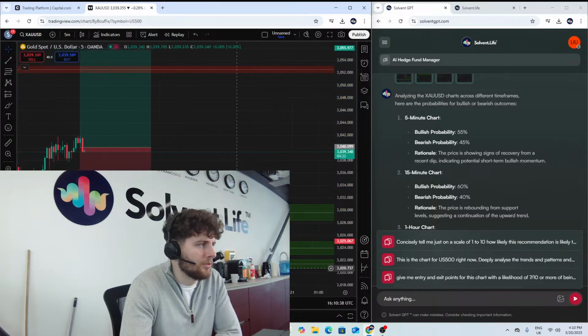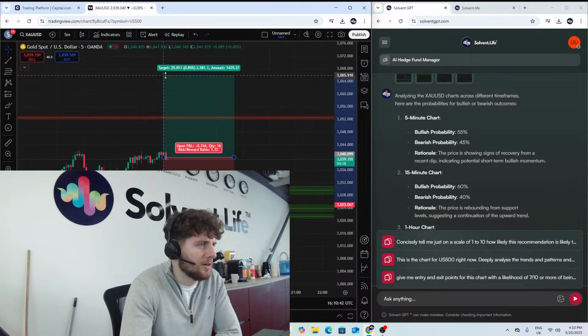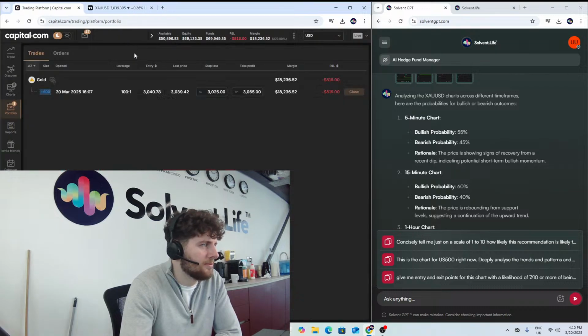So we've got a stop loss up here. Zoom out a little bit. We need that at 65. There we go. Risk reward at 1.66. I think we can move that stop loss up to about 28. Let's do that.